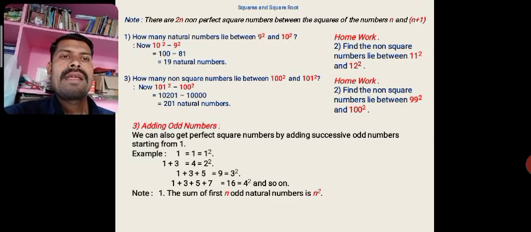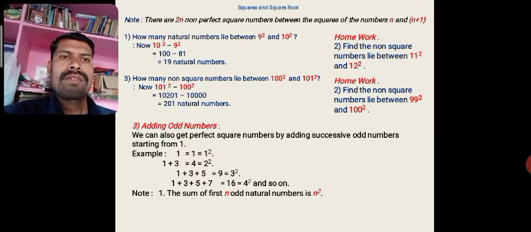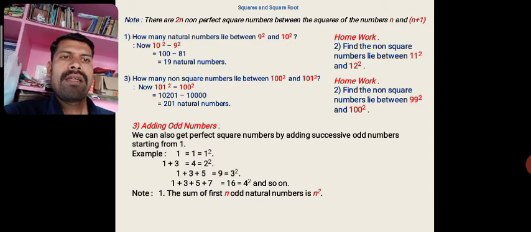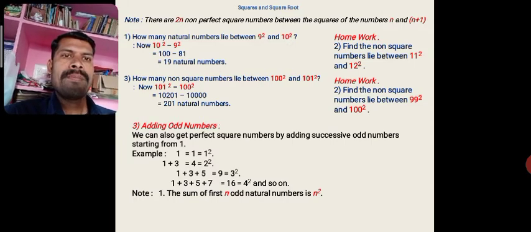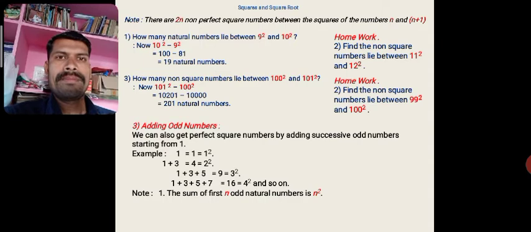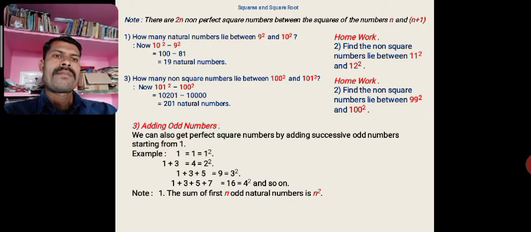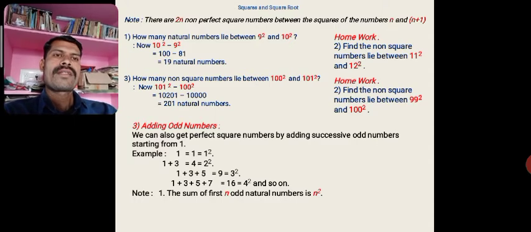In general, by seeing 1, 4, 9, 16, we can represent that the sum of the first n odd numbers is of the form n square. That is 1 square, 2 square, 3 square, 4 square, etc. In general, the sum of the first n odd natural numbers is n square.